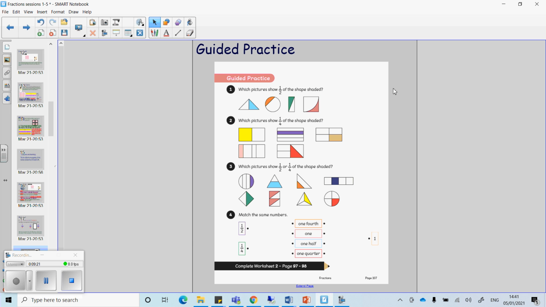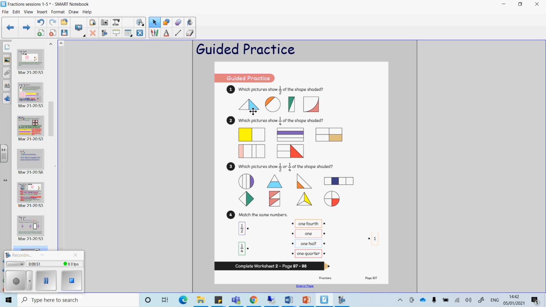Okay, a bit of guided practice today. At any point, if you want some time, you should just pause the video so that you can have a think and a go at answering these questions. Number 1, which pictures show 1/2, 1 part out of 2 equal parts of the shape shaded? Pause your video if you need. Here come the answers.